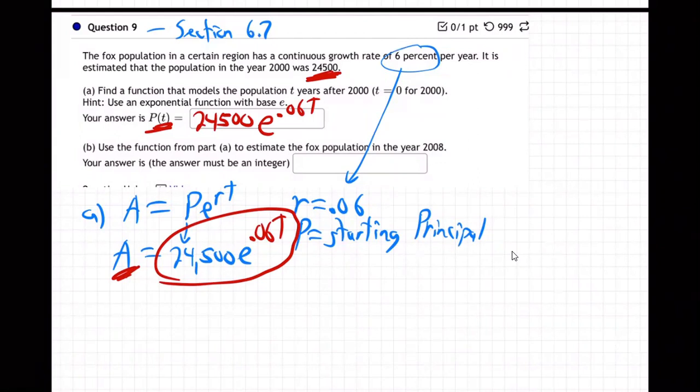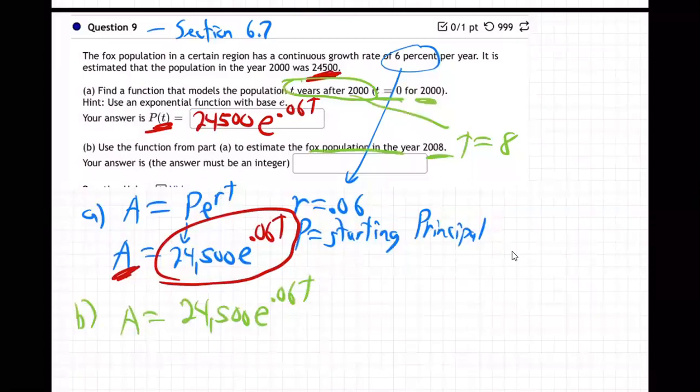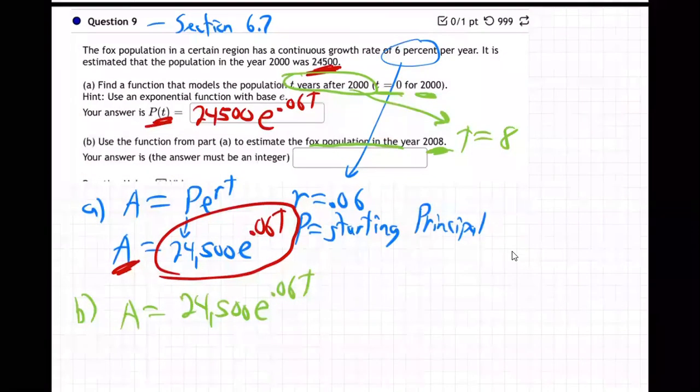Now in part B, they want us to use this formula, 24,500 e to the 0.06 T, and we're going to plug in. It says in the year 2008. Well, remember, T is 0 in the year 2000. So T is 8, because T is how many years after 2000. So that means T is 8 years after 2000 in the year 2008. So let's plug in 8. I'm going to grab that 8, plug it in right there for T.